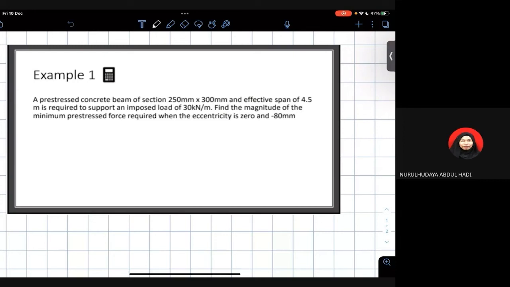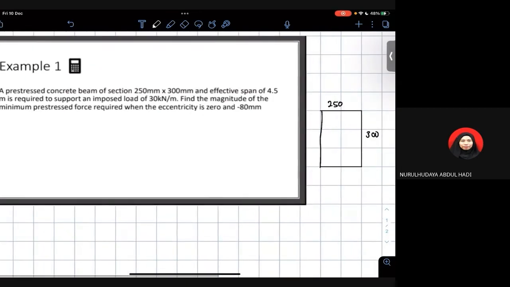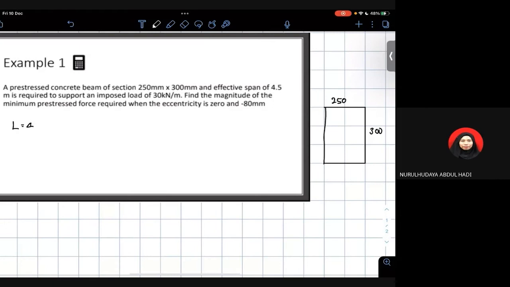We look at example number 1 as per your handout. A pre-stressed concrete beam of section 250 times 300 mm and effective span of 4.5 meter, as in the length is 4.5, is required to support an imposed load of 30 kilonewton per meter. Find the magnitude of minimum pre-stress force required when the eccentricity is 0 and negative 80 mm.